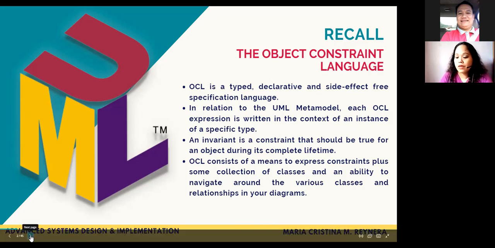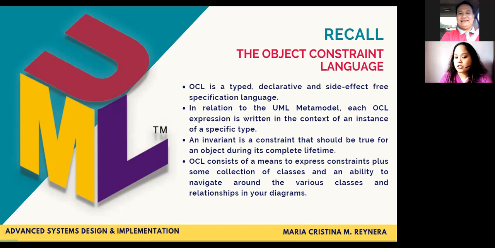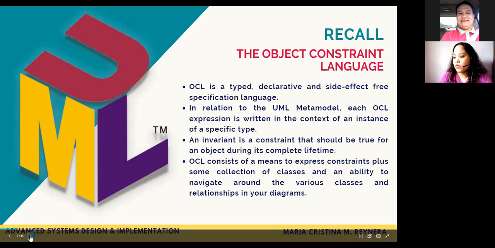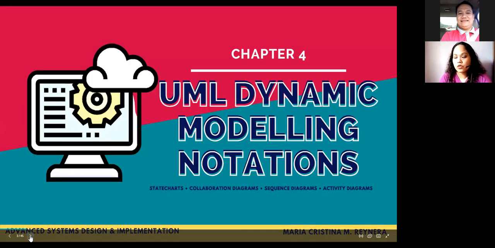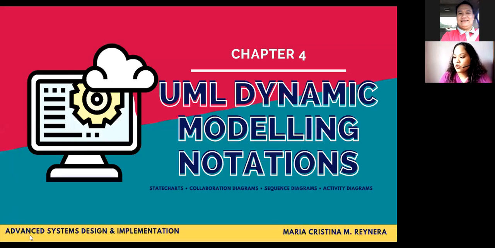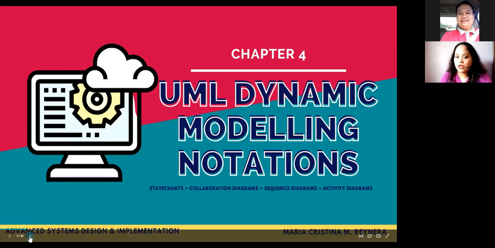So for today, thank you so much to the first two presenters a while ago. We have an idea already of what modeling notations are all about. Now we're going to start with chapter 4. It's all about UML dynamic modeling notations. For this one, we're going to talk about state charts, collaboration diagrams, sequence diagrams, and activity diagrams.